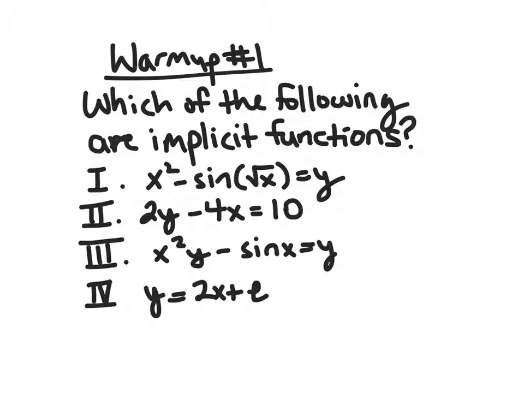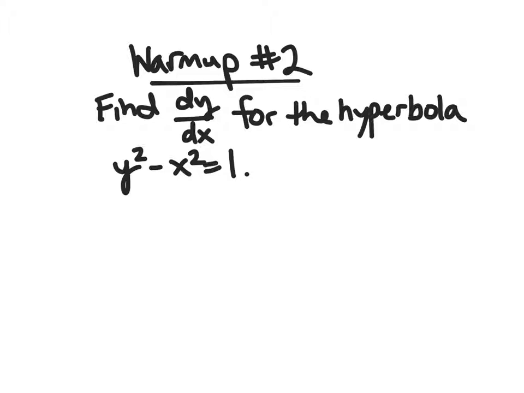All right, so for the first warm-up question, I just want you to look at these four equations here and decide which of the following define y as an implicit function of x. There may be more than one. Infinity will have this as a multiple choice question, okay? All right, so for the second warm-up question, I want you to find dy/dx, the whole formula, not just at one point, for the hyperbola y squared minus x squared equals 1. All right, so those are the two warm-up questions.